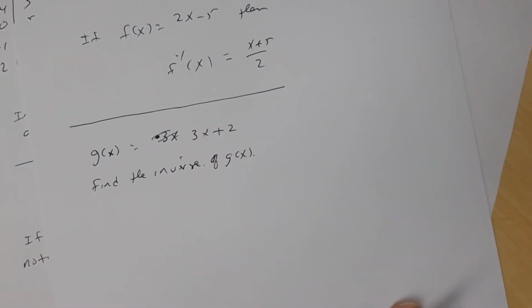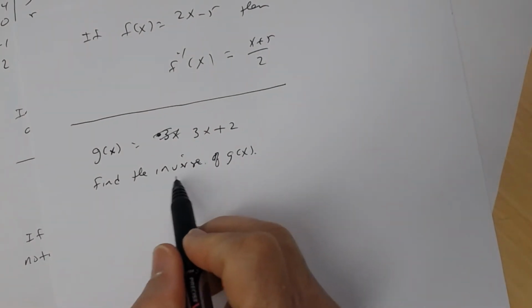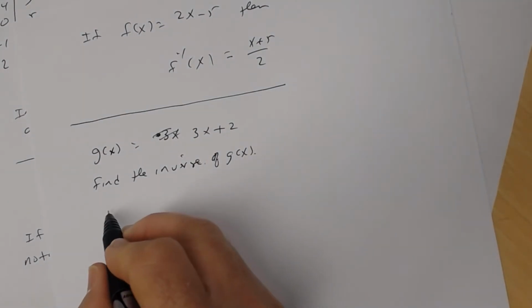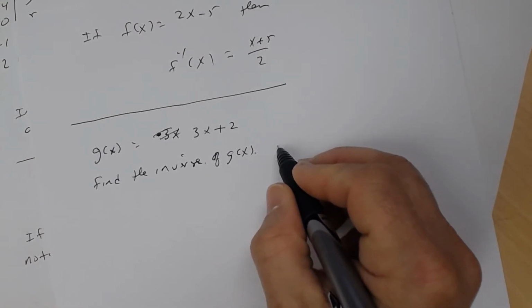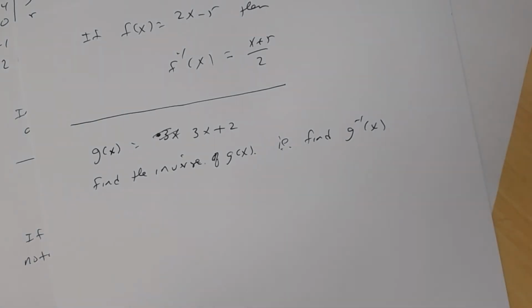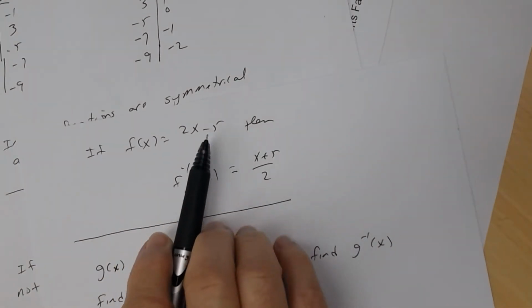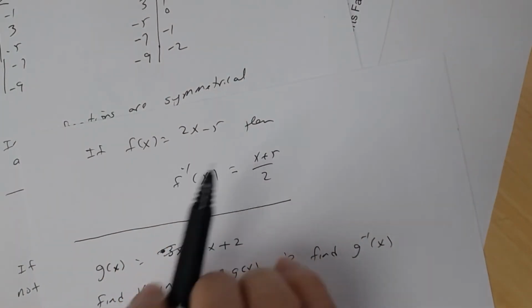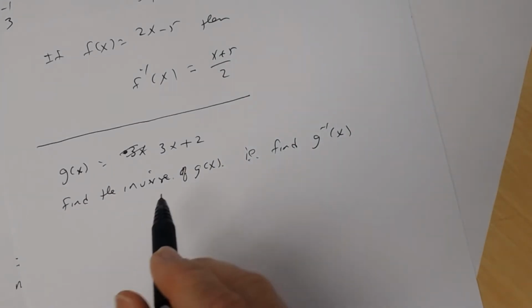Keep in mind that the inverse of g of x is going to be denoted like this. In other words, you want to find g inverse of x. That's what you want to find. Now there is a procedure you're going to use. We're going to talk about it in the next lesson. This is just part 1, getting a basic understanding of inverses. But think about what we did earlier. When we did this function, we got this. Let's use that idea.